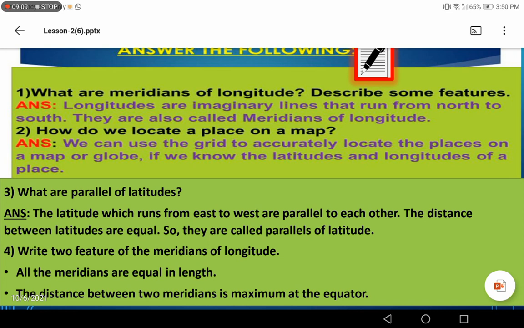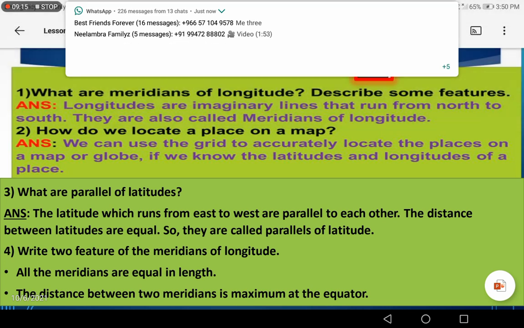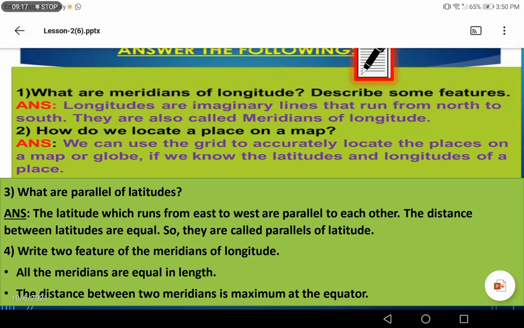Now answer the following. What are the meridians of longitudes? Describe some features. Longitudes are imaginary lines that run from north to south. They are also meridians of longitude. How do we locate places on a map? We can use the grid to accurately locate the places on a map or globe if we know the latitude and longitude of a place.